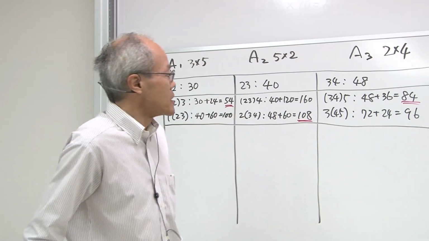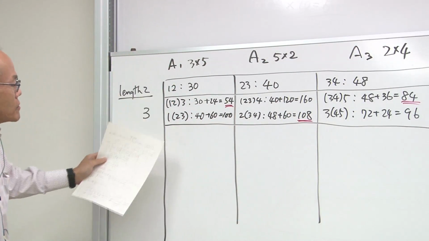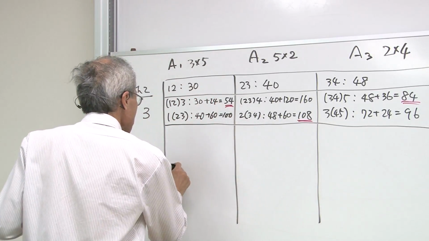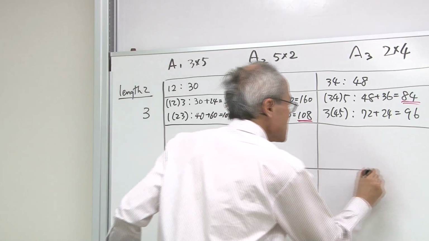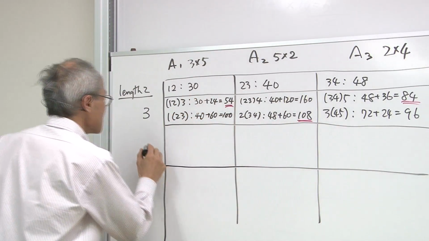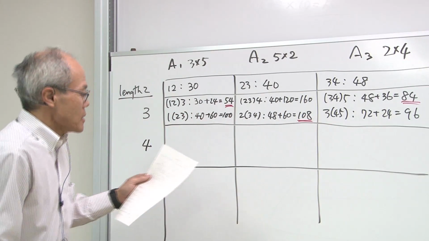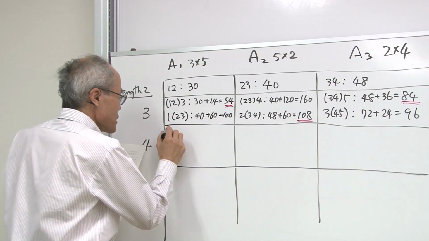Now you completed the second row. Now we are going to the third row. Length 4. Now we have 3 different possibilities.